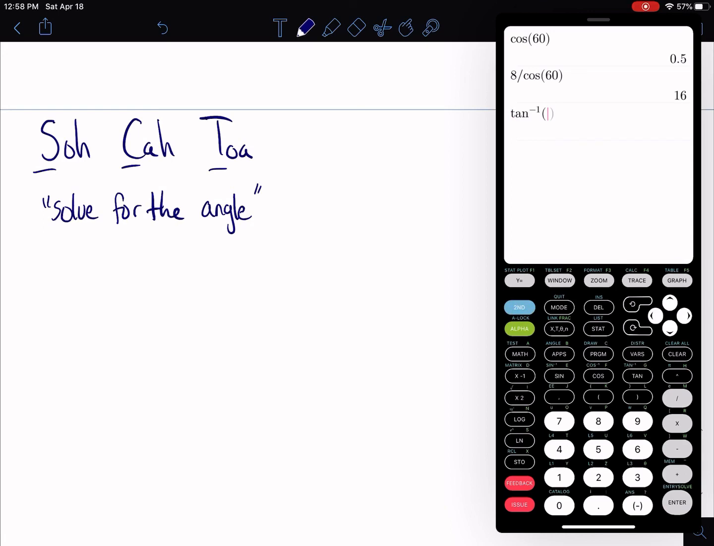Now, the only time we're ever going to hit that second button before sine, before cosine, or before tangent is if we're looking for the angle. That is, we're being asked to solve for the angle. So what happens here is the trig ratios don't change. And I think the best way to show you how this works is by example. So we're going to do 3 different examples here.